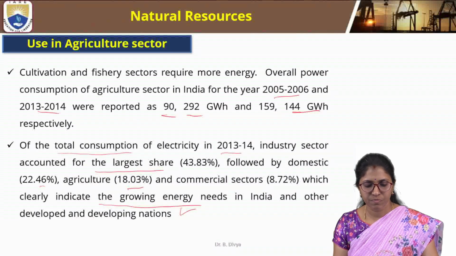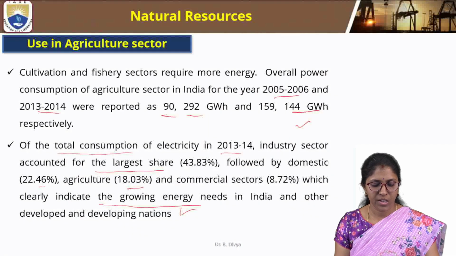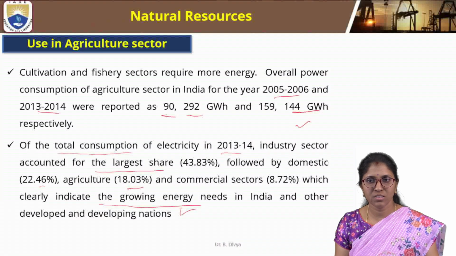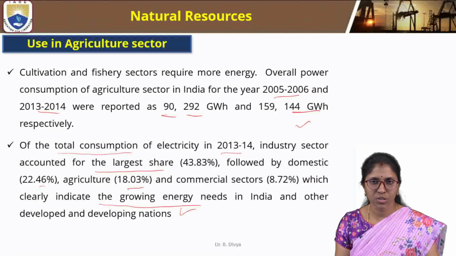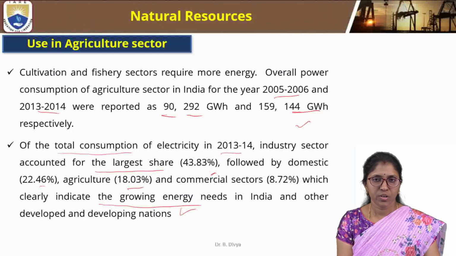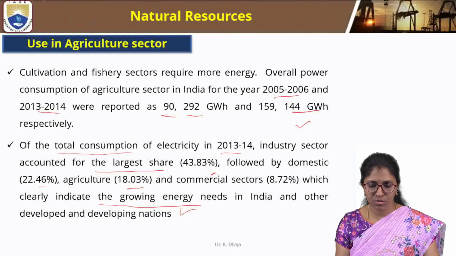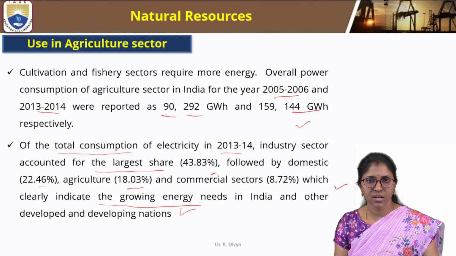So in 2013 to 14, the industry sector accounted for the largest share, and the industry sector consumed 43.83 percentage of energy, and domestic 22.46, agriculture 18.03 percentage, the commercial sectors 8.72 percentage. So this indicates the growing energy needs in India and also other nations.